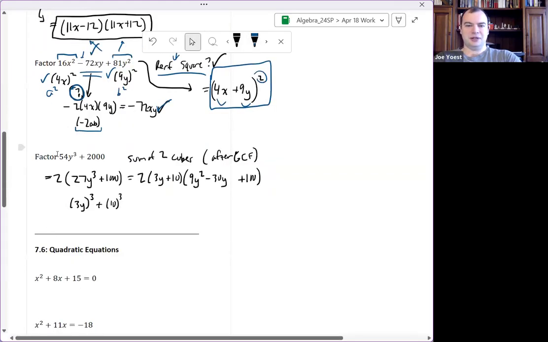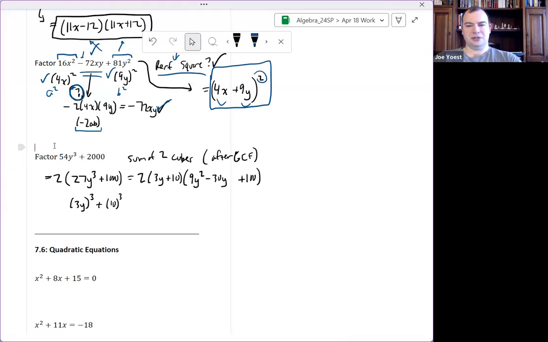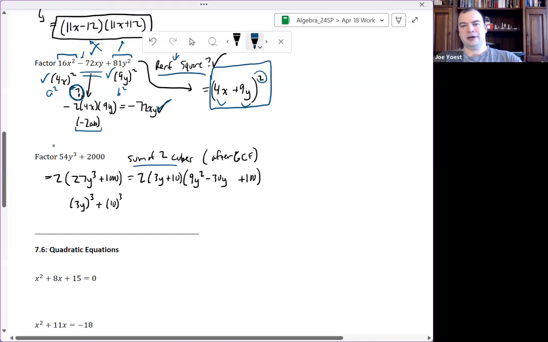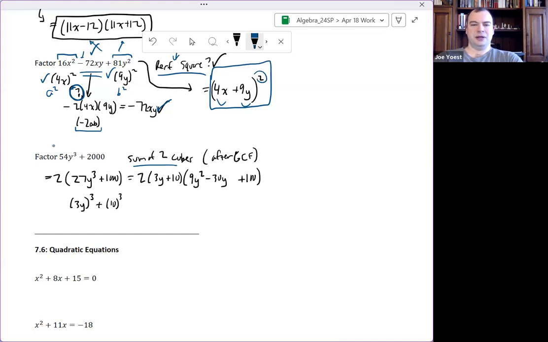And then lastly, 54y cubed plus 2000. We see two terms, and we see a y cubed, making us suspicious for something like a sum of two cubes. But it doesn't quite work out. 2000 isn't a perfect cube. 54 is not a perfect cube. But we do maybe notice that there's a factor of 2 in both of these constants that can be factored out. Well, let me start there.